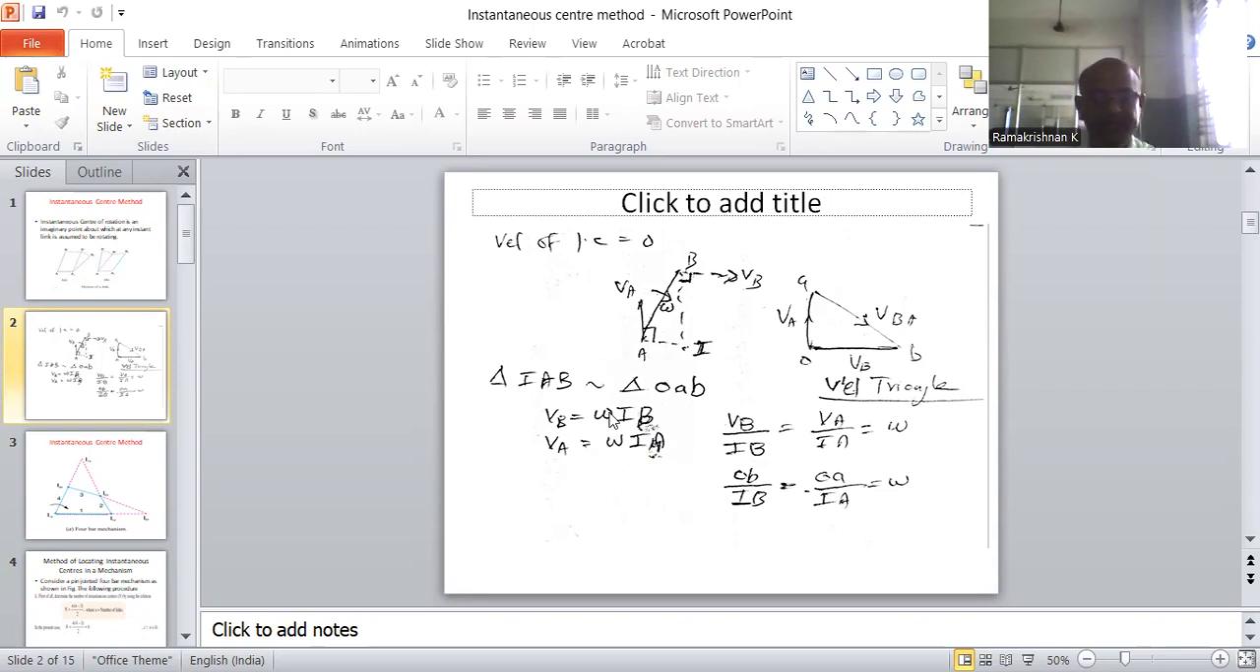Now from the two equations, omega can be solved. Here VB by IB equals VA by IA equals omega. The velocity of point B can be written in vectorial form as OB. Similarly, the velocity of point A is rewritten as OA. From this relation, we can calculate the angular speed and also other unknown parameters from the known parameters.